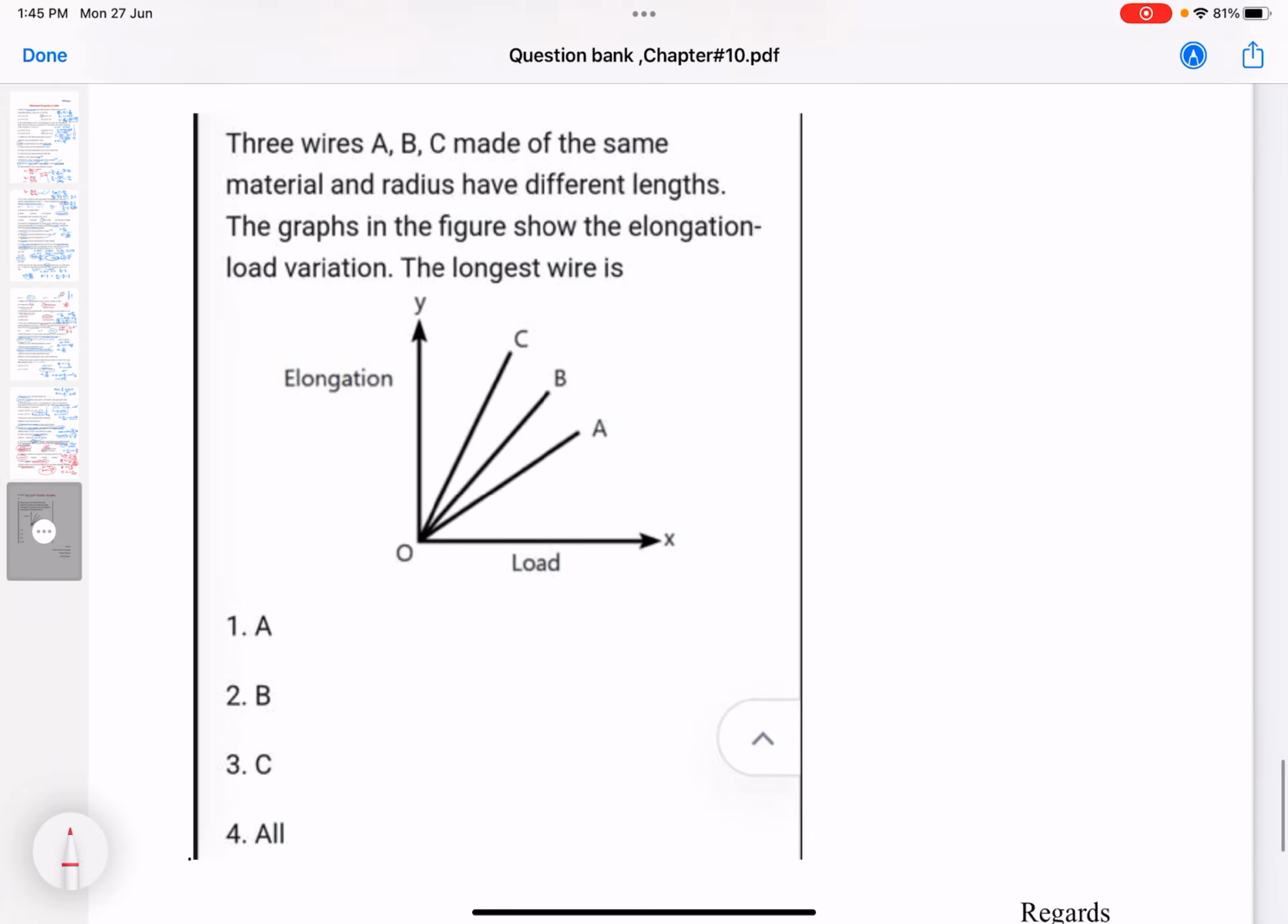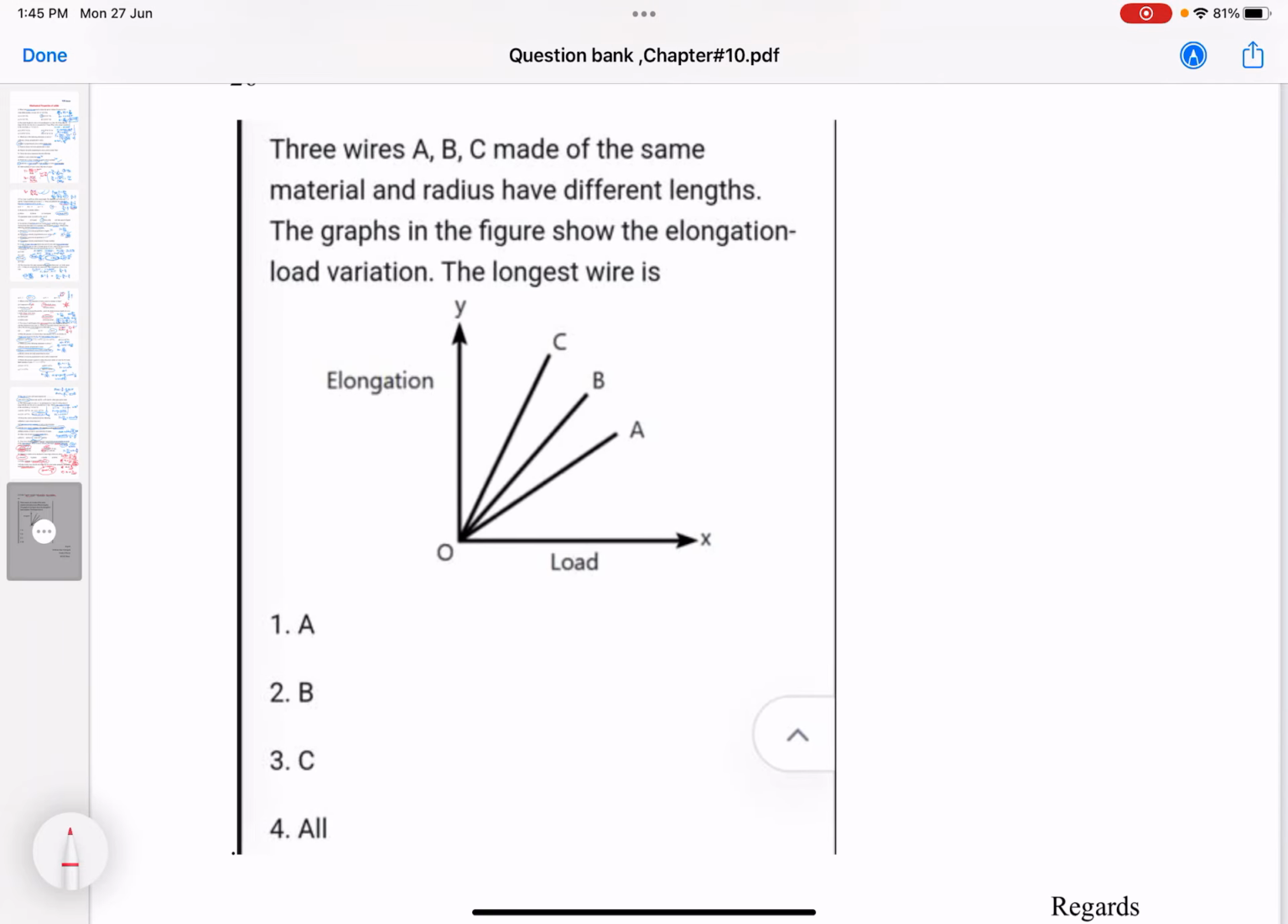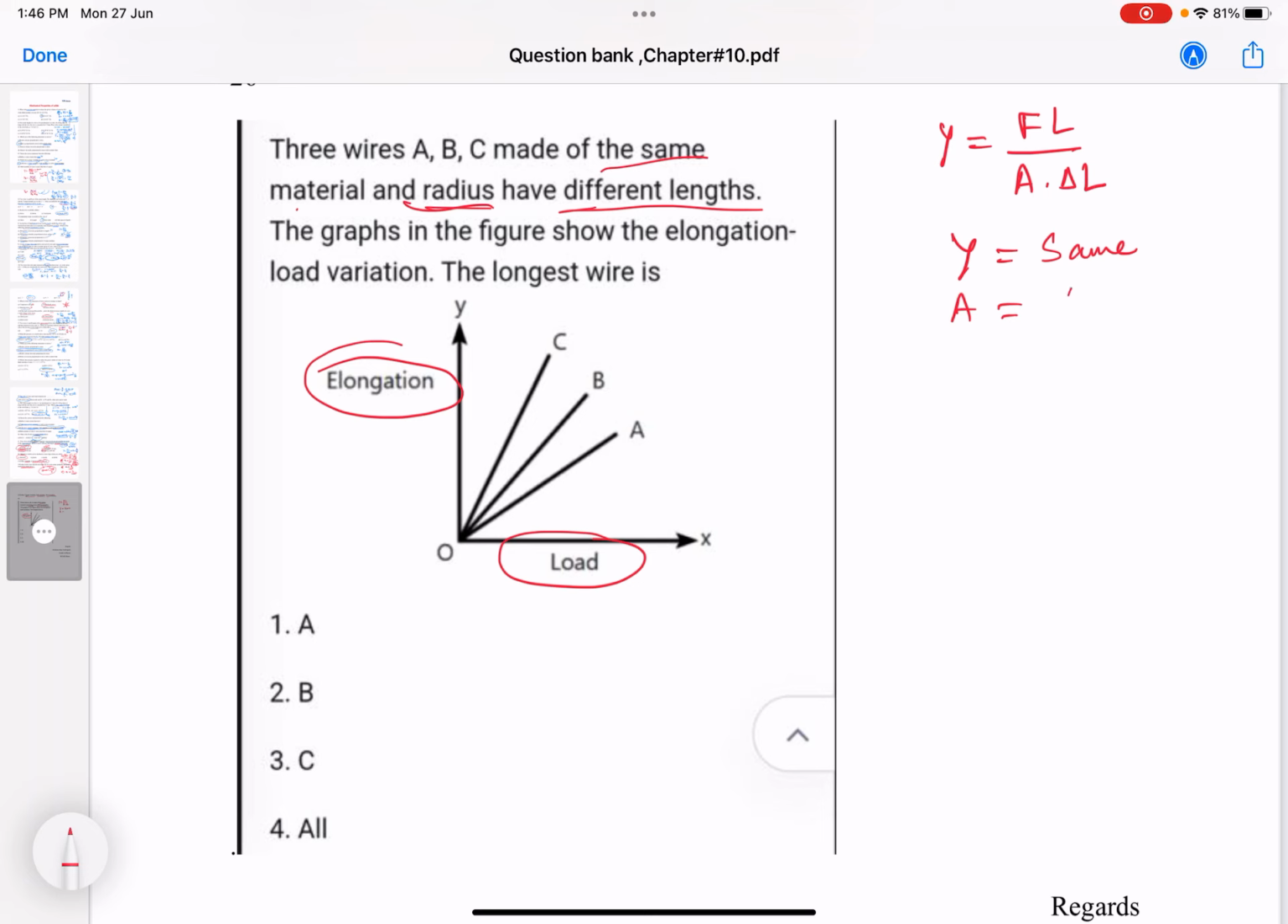Okay. Now the final question is: three wires A, B, C made up of same material and same radius and having different lengths. Lengths means we need to take the Young's modulus. Y equal to F into L by A delta L. So the graphs in the figure below show the elongation versus load. The longest wire is. So here he mentioned that material is same, so Young's modulus is same, and also radius is same. That means area is also same.